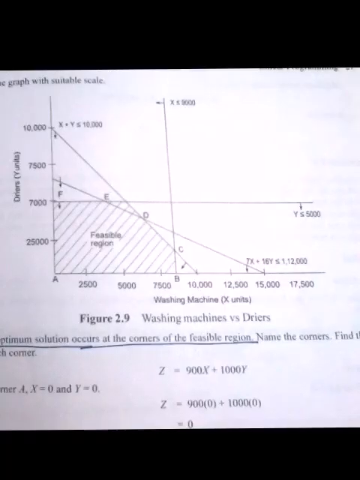When there is a value like x less than or equal to 9,000, then you have to draw a vertical line at x equal to 9,000. For y equal to 7,000 or 5,000, a horizontal line will come.